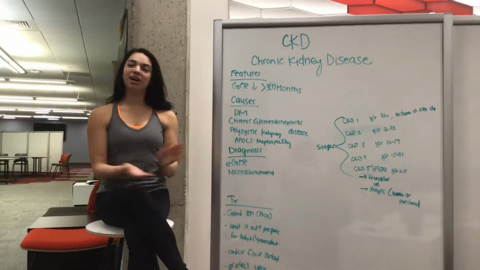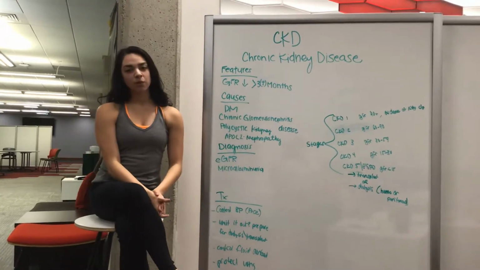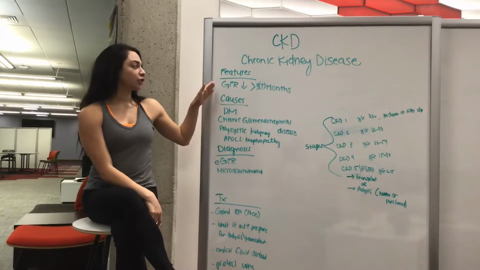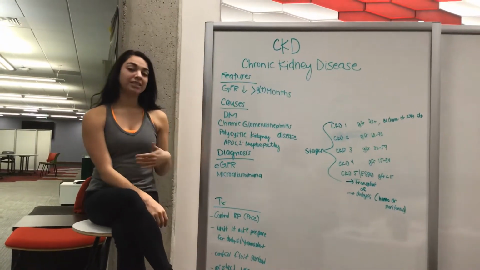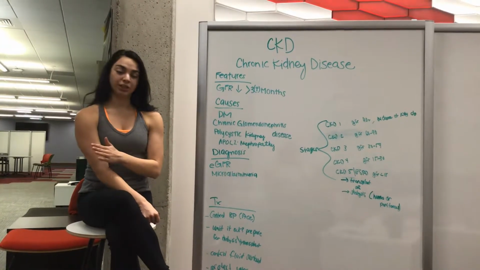Today we're going to be going over chronic kidney disease. So here's our board for the day. To begin with, we want to go over what actually defines chronic kidney disease. So with that, you can look at the features. That's going to be a GFR decrease that has been at minimum 3 months or greater.